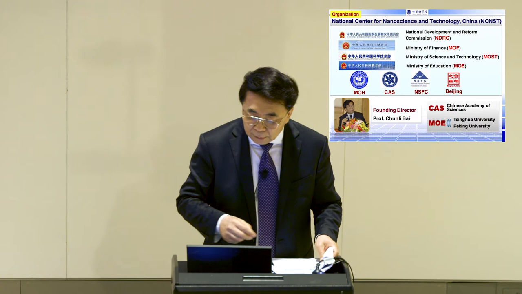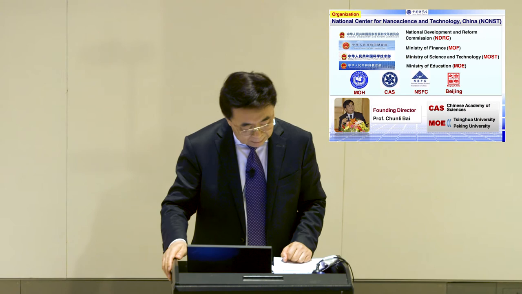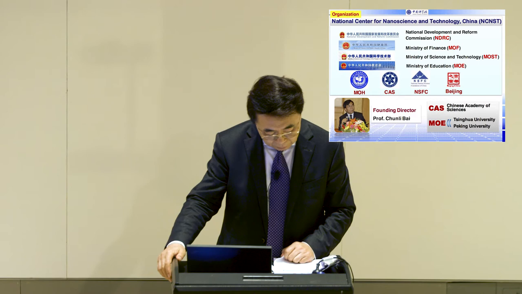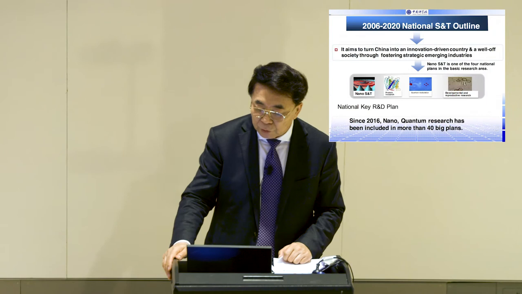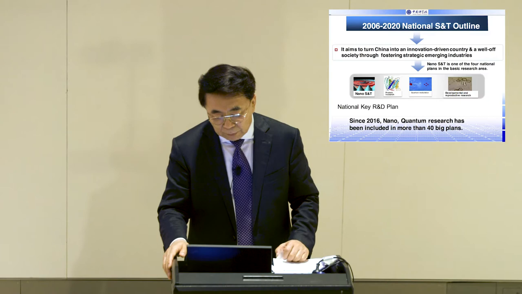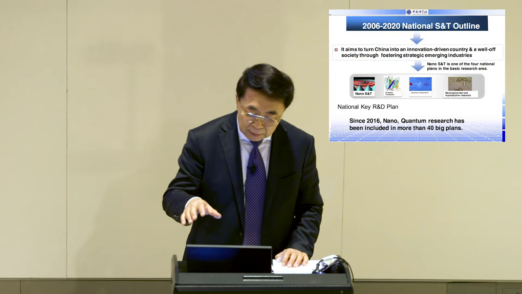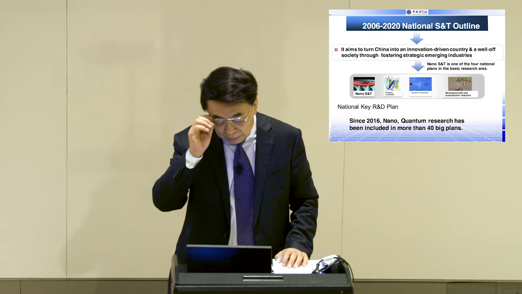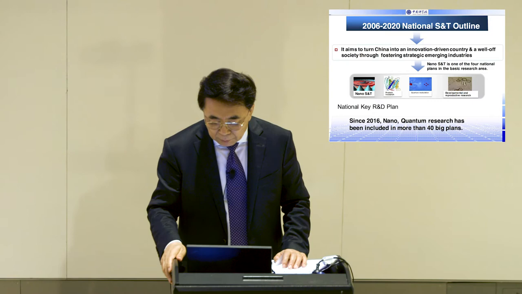In the year 2006, the government issued a long-term and mid-term development strategy for science and technology. It aims to turn China into an innovation-driven country and a society rich in science, by fostering strategic emerging industries. The government mainly supports four big projects for basic research. Nanoscience and technology is one of them. The other three are protein research, quantum modification, and developmental and reproductive research.